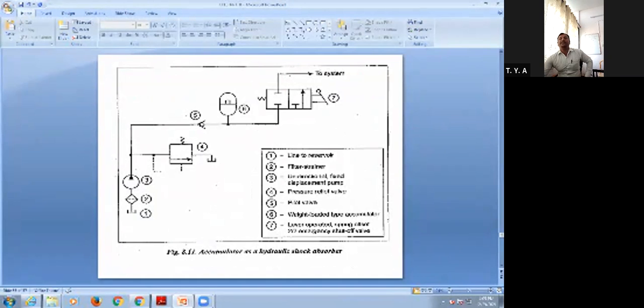See, the accumulator as a hydraulic shock absorber. Here we have that accumulator. This is our lever operated spring offset 2x2 emergency shutdown valve, which will connect to your system. That is a hydraulic shock absorber. And this spring loaded type accumulator is there. Here we have the pilot valve. This is our pressure relief valve. So this is another application of the accumulator.